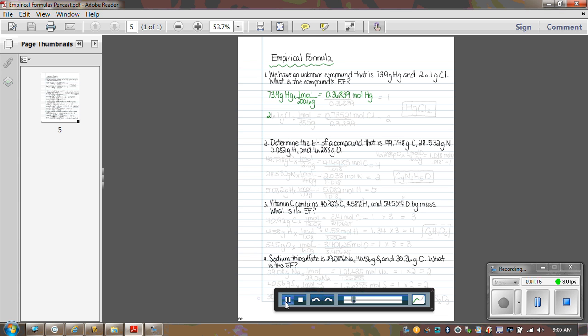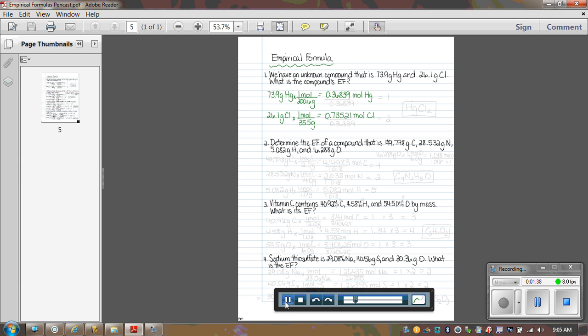So that gives me the mole value for mercury. I'm going to do the same thing for chlorine using its molar mass. So in every 1 mole of chlorine, there's 35.5 grams. And I'm going to put 5 sig figs again for my unrounded intermediate answer. Okay, so it looks like that.